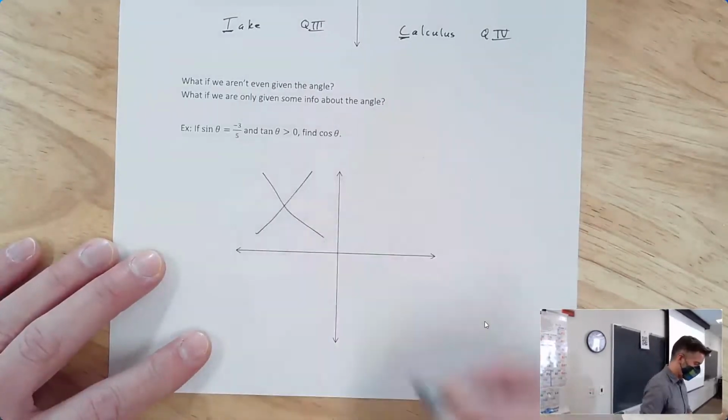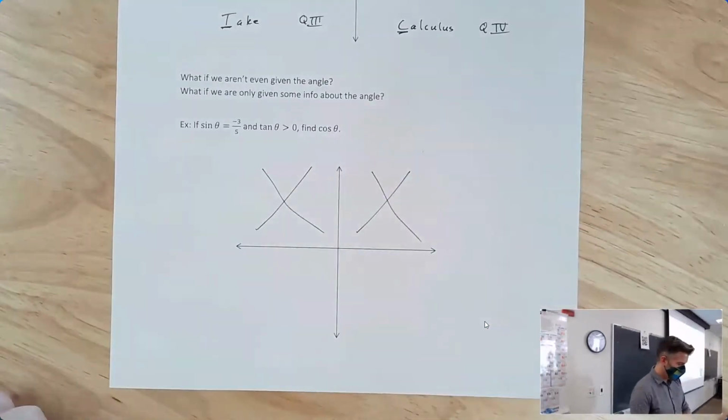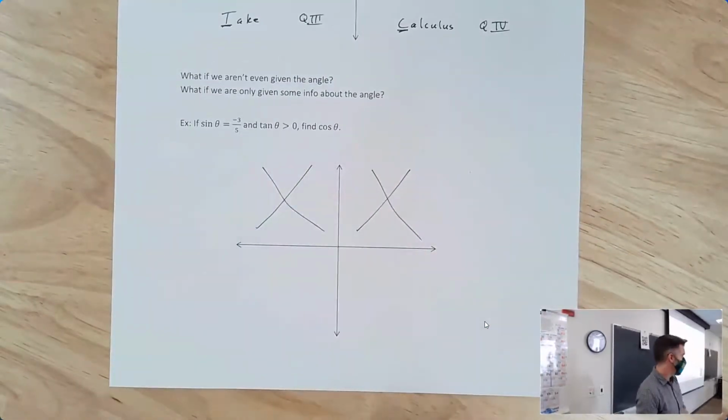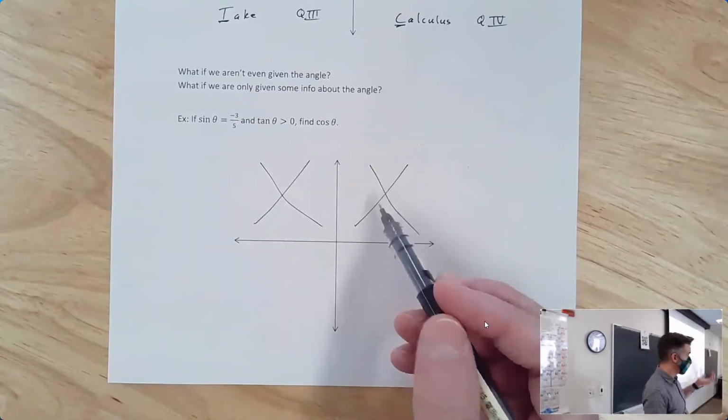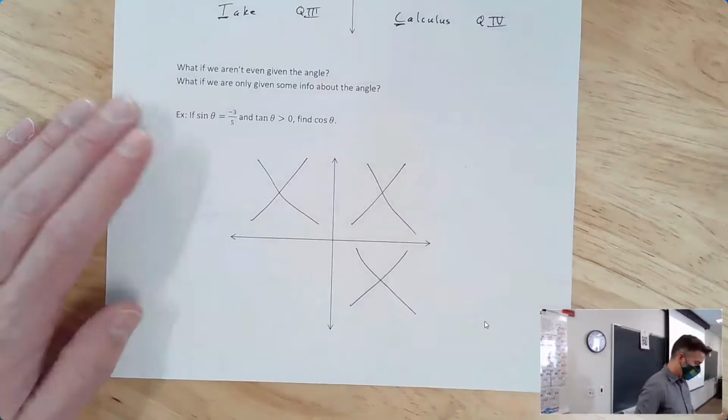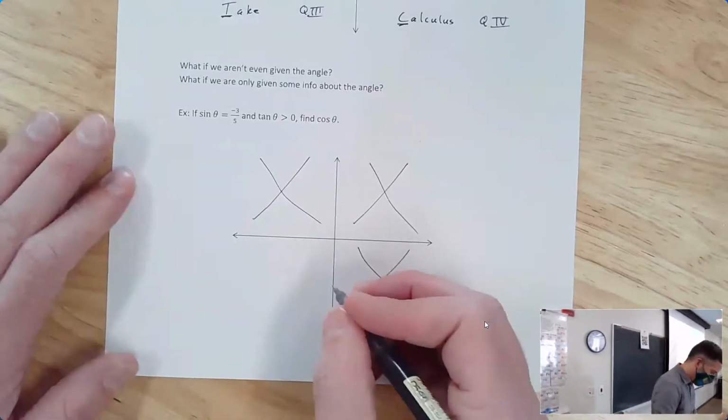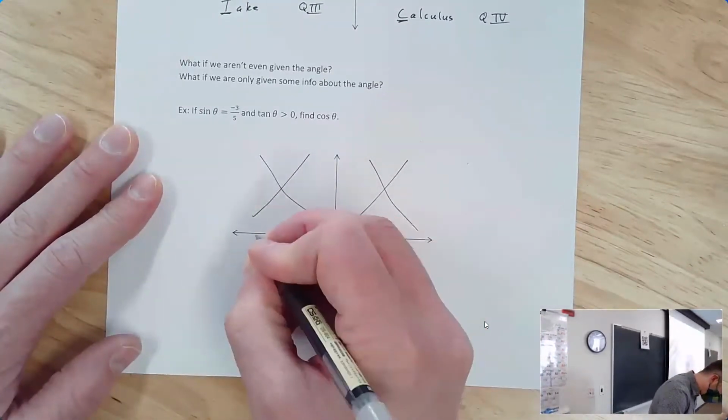2, or what else? Not in 1 either. If tangent's positive, which quadrant could we be in? 3 or 1, but 1's out, so it's got to be 3. So we're in quadrant 3, and now I can draw something.